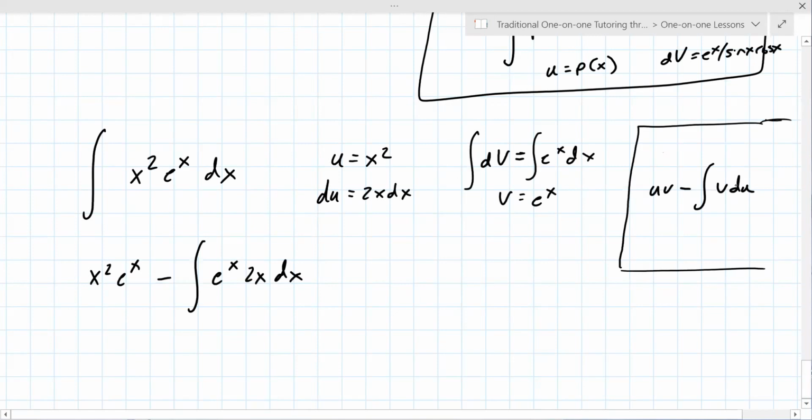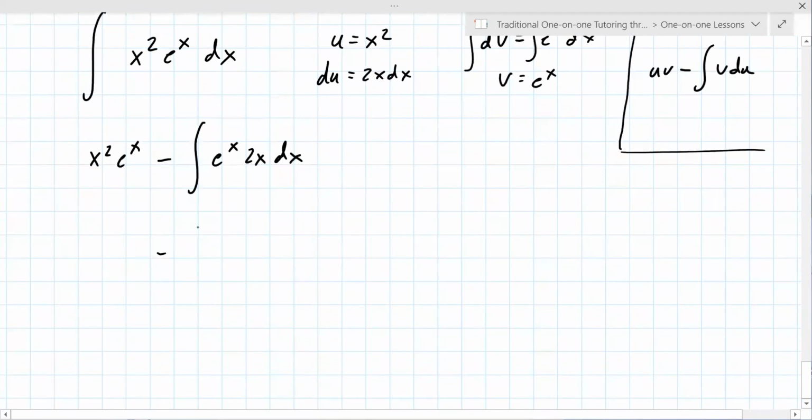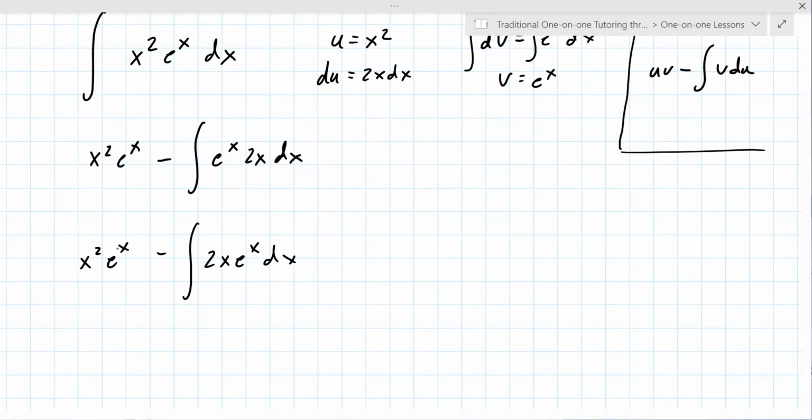Just putting those in each position. I assume you've seen this before. Yeah. So now you get to this new integral, and it's not that it's always integration by parts again, but you look at it, I'm just rewriting it here. You look at it and you say, well, is it something I know how to do? Is it a U-substitution? Is it a table integral? And the answer is no, it's not. It's integration by parts again.